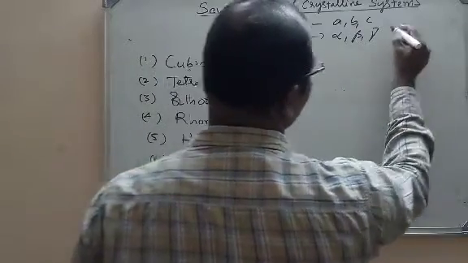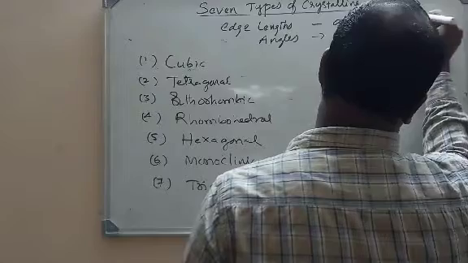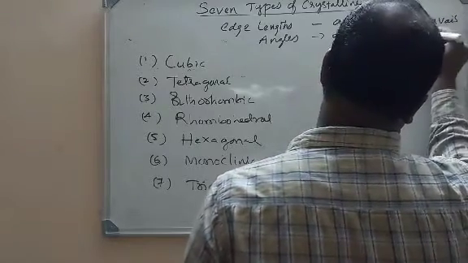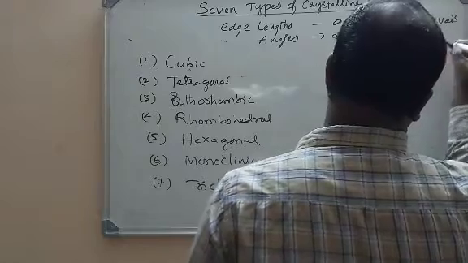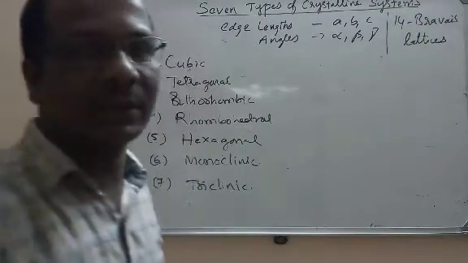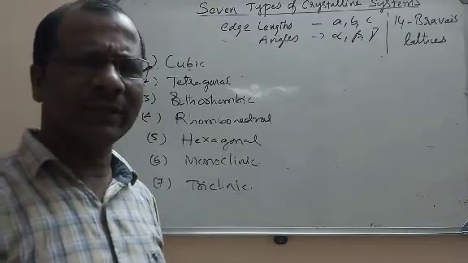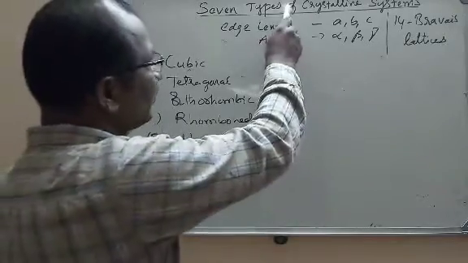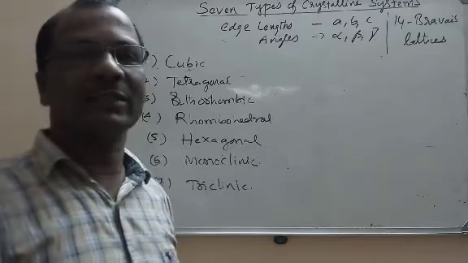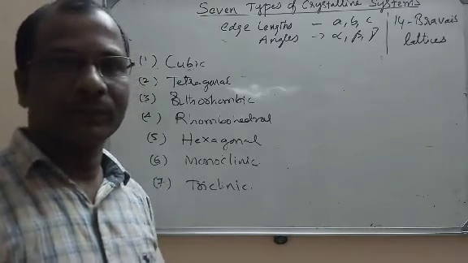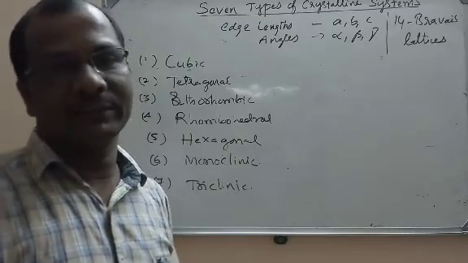How many types of Bravais lattice are there? 14 Bravais lattices. Bravais is the name of the scientist. So, how many types of Bravais lattice are there? 14 types of Bravais lattice are there. Actually, these 7 types of crystalline system will form 14 types of Bravais lattice. So, Bravais lattice means 14.